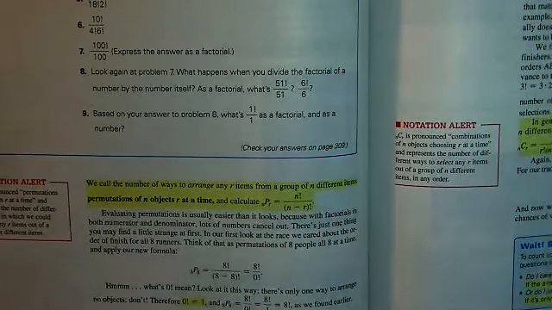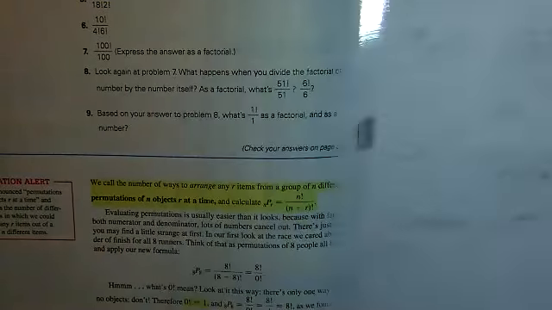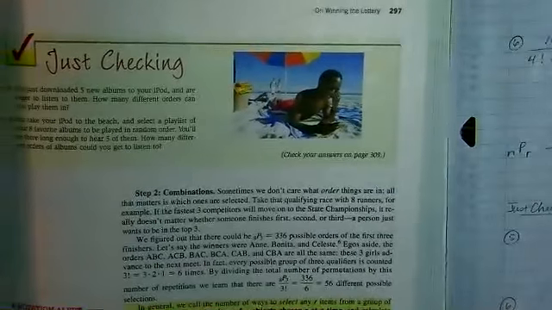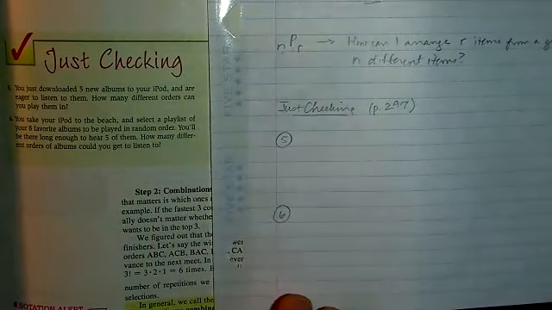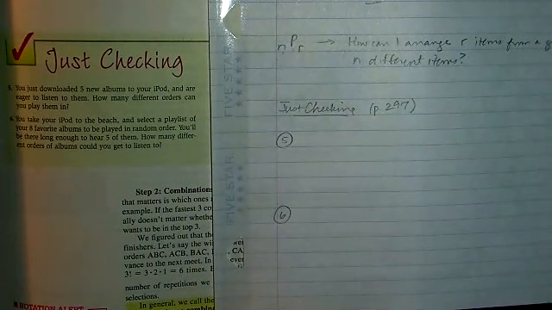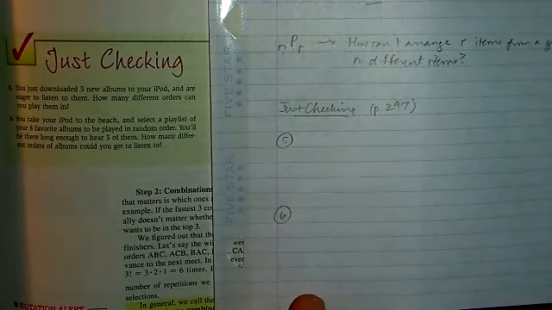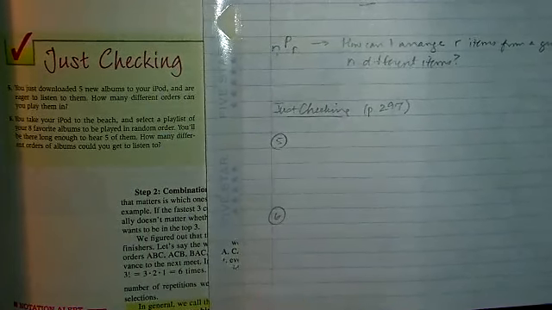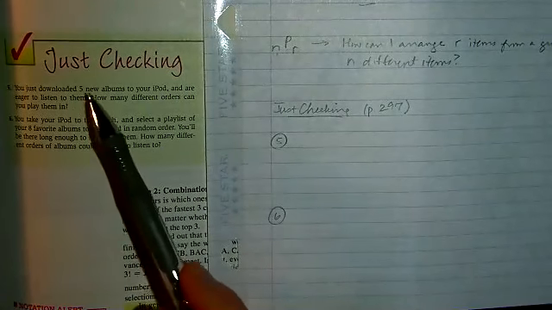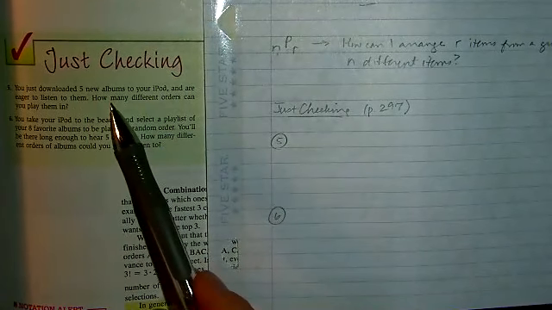Okay, so we're going to do the just checking section on the top of page 297. We're going to do these 2 problems together. Okay, so it says you just downloaded 5 new albums to your iPod. This book was written a few years ago, right? And you're eager to listen to them. How many different orders can you play them in? So what's it asking? I have 5 new albums, and I want to play them.